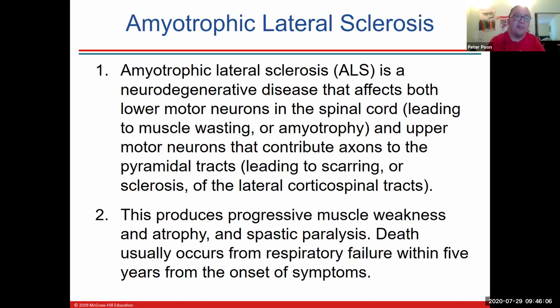All right. ALS, also known as Lou Gehrig's disease, is a neurodegenerative disorder that affects both lower motor neurons and upper motor neurons.